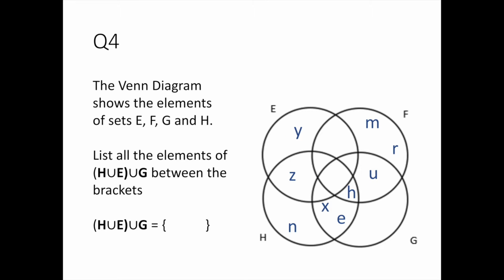Question 4. The Venn diagram shows the elements of sets E, F, G, and H. List all the elements of H union E union G between the brackets. You have 1 minute to answer this question.